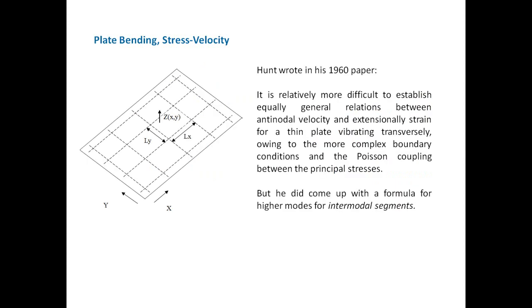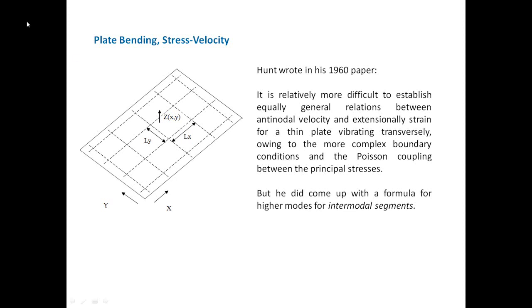Plates are more complicated, and actually in an upcoming unit we're going to go over a simplified way of analyzing the plate bending stress-velocity relationship. But going back to the seminal 1960 paper by Hunt, he wrote, "It is relatively more difficult to establish equally general relationships between antinodal velocity and extensional strain for a thin plate vibrating transversely, owing to the more complex boundary conditions and the Poisson coupling between the principal stresses."